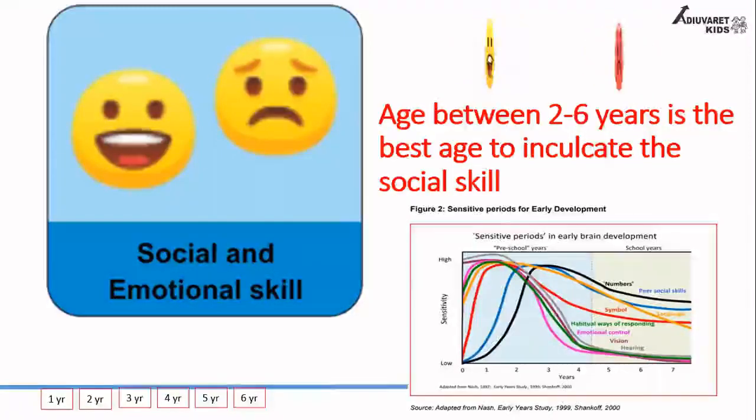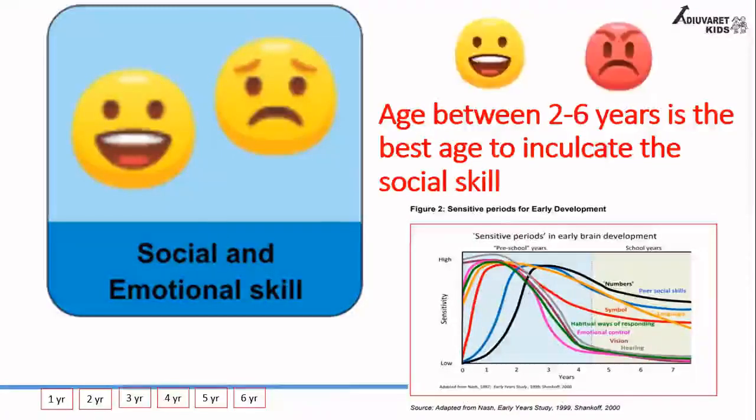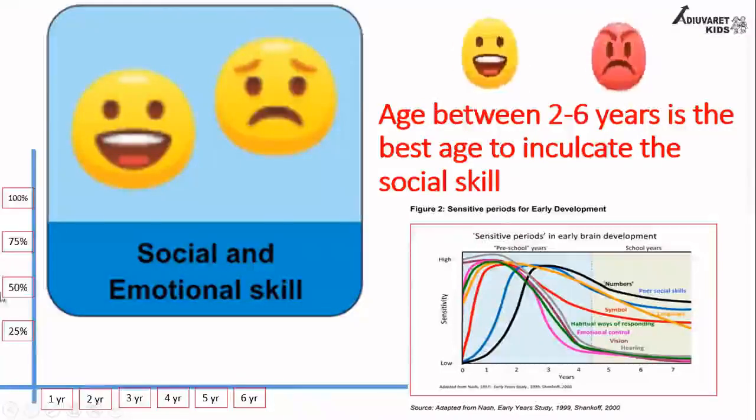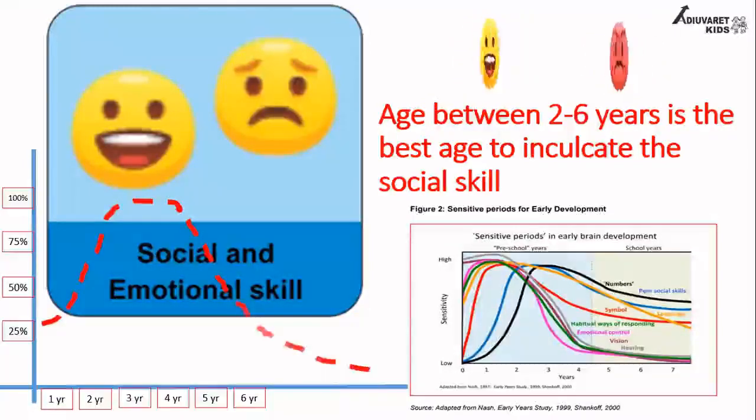So if we put it as a graphical picture, in the x-axis we measure the age of the child, and in the y-axis we measure the intensity, that means the probability that the child will learn this skill very well. Then from 0 it goes up to 100%. How does it work? The curve will look like this.